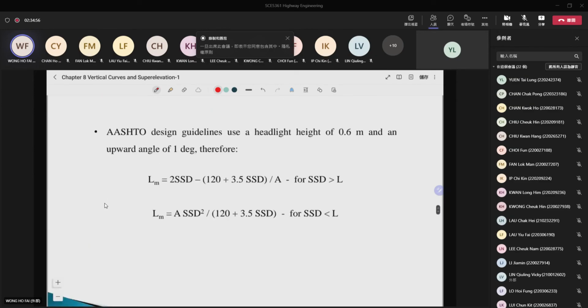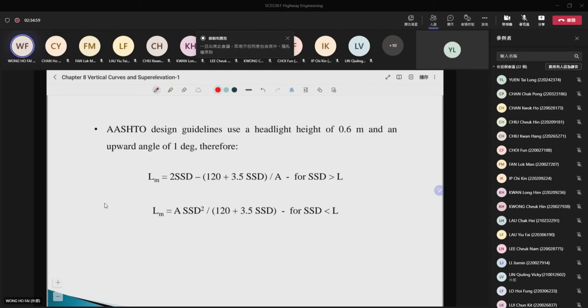But for the AASHTO guideline, the design headlight height is usually 0.6 meter, and an upward angle of 1 degree is assumed. If you substitute the values into the expression, then you will have these two expressions here for SSD larger than L and SSD smaller than L.